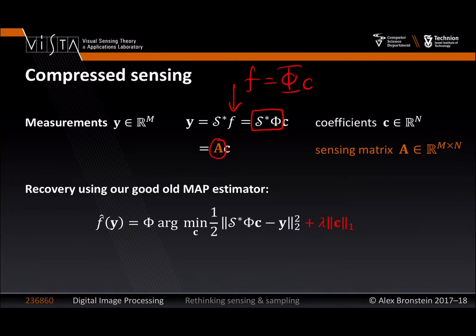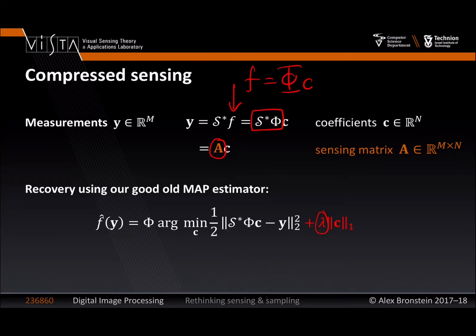Which measures c directly. And now we can use our good old MAP estimator. I'm not going to repeat the same mantra of how we obtain it. We, of course, all know how we obtain it. So there will be this parameter lambda that controls the amount of regularization that depends on the amount of noise we have in this measurement process.